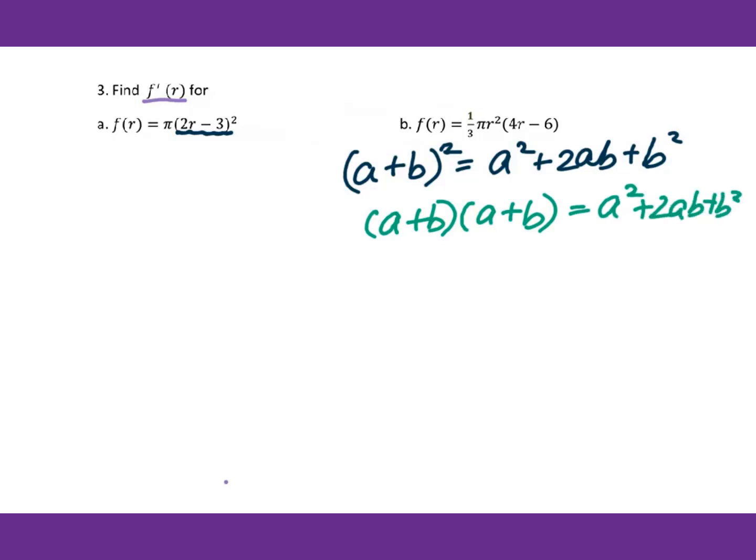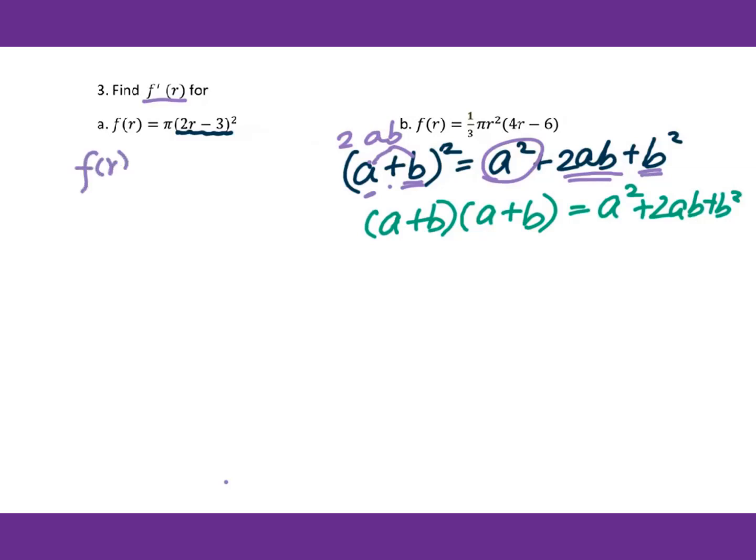Here's the pattern. You will do the first term squared, get the a squared. 2ab means these two multiply, then times 2. b squared means the last term squared. Remember, any term squared will be a positive.